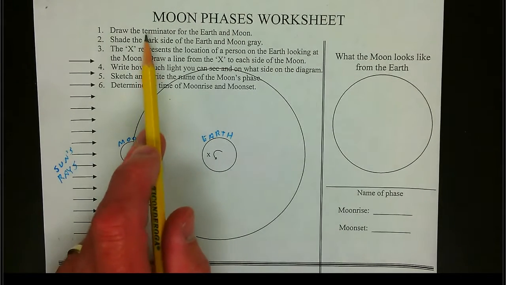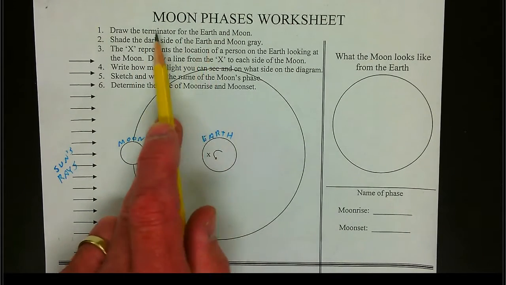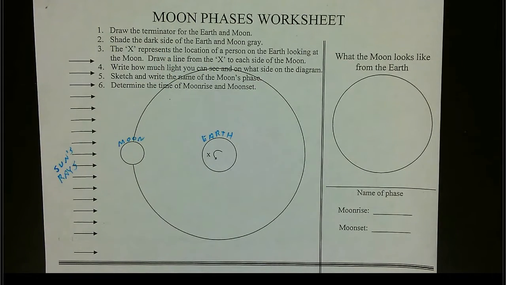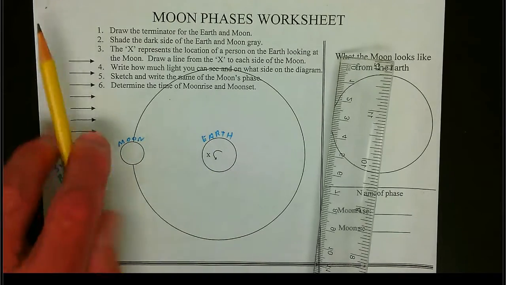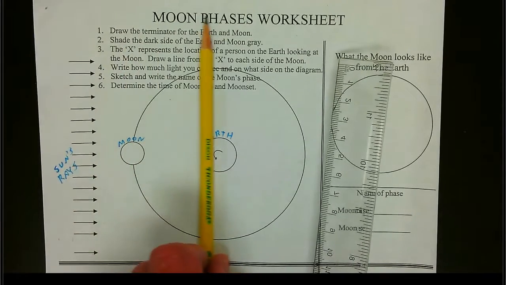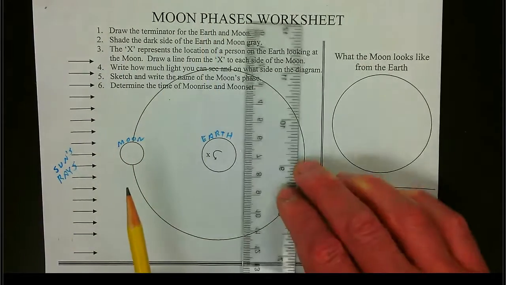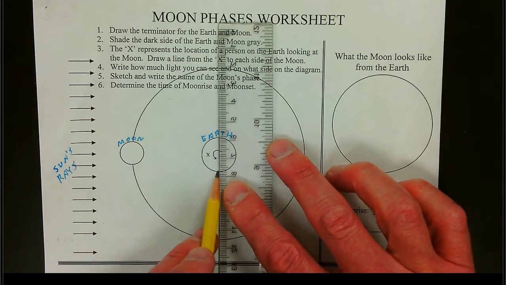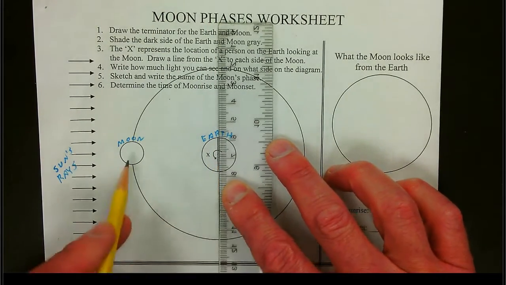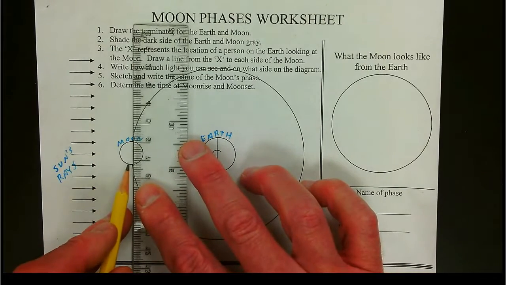Step 1 says to draw the terminator for the earth and the moon. The terminator is the line that separates night from day. If the sun's rays are shining this way onto the earth, then the terminator that separates night from day for the earth will be a straight line like that. It'll be the same thing for the moon too.